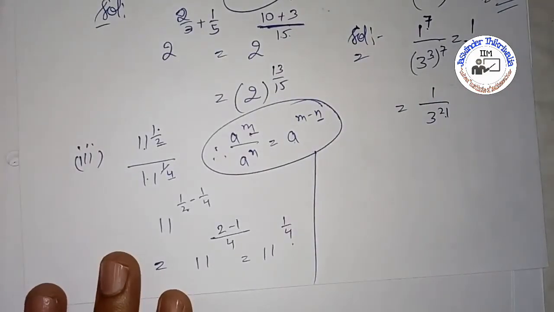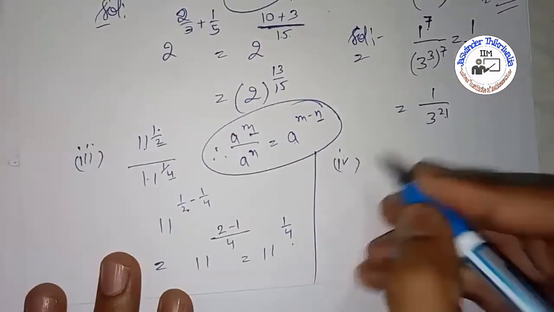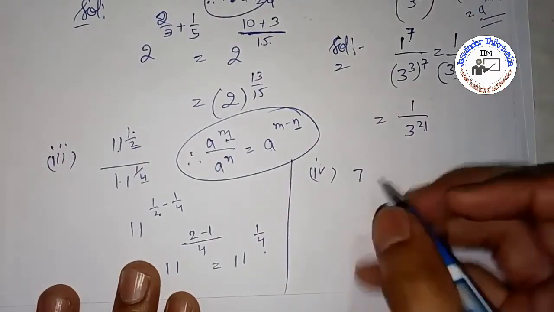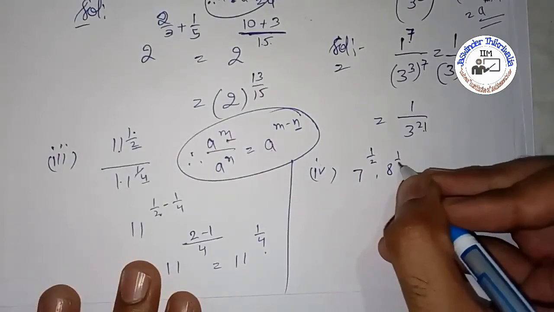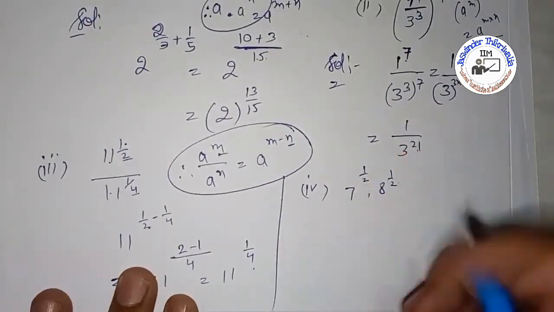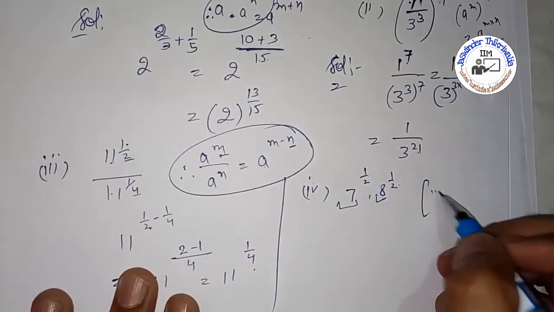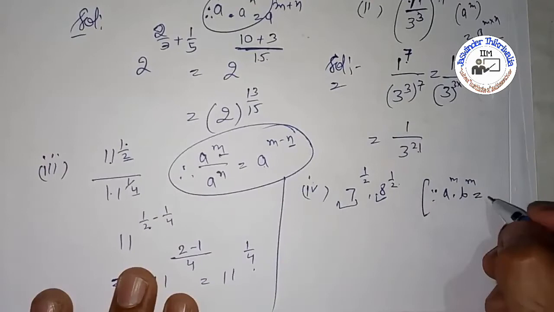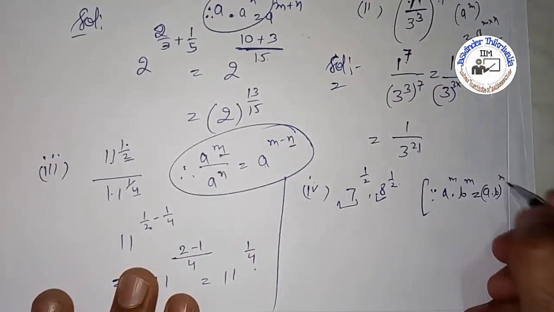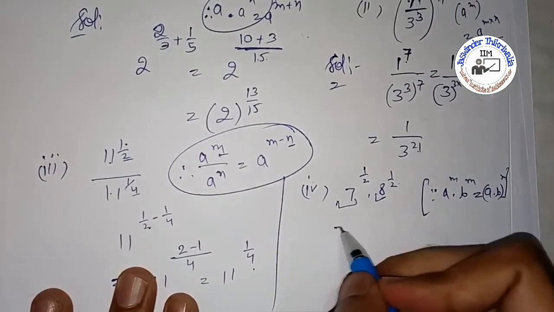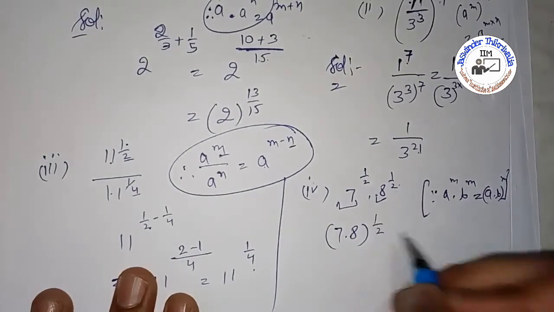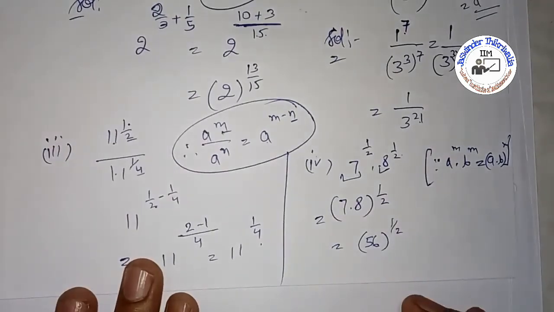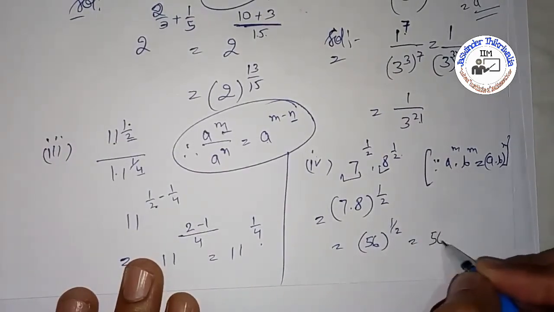So the last question of the day, fourth part: 7 to the power 1 by 2 and 8 to the power 1 by 2. What is common there? The power is common, the base is different. So what is your law there? a to the power m, b to the power m. Then we will take their product and take the common power. Simple. So 7 into 8 and their common power is 1 by 2. So 7 times 8 is 56, 56 to the power 1 by 2. Okay, so this is the answer, 56 to the power 1 by 2.